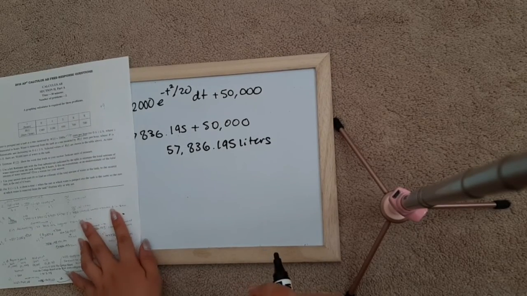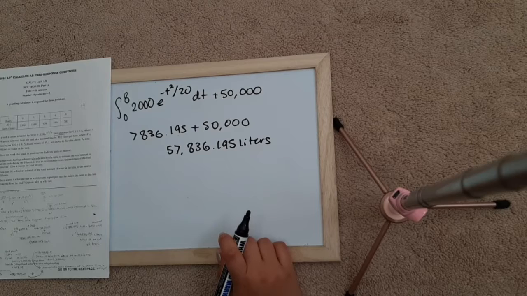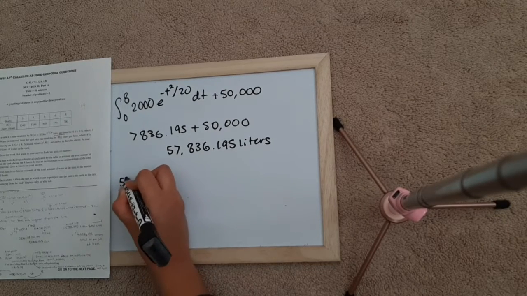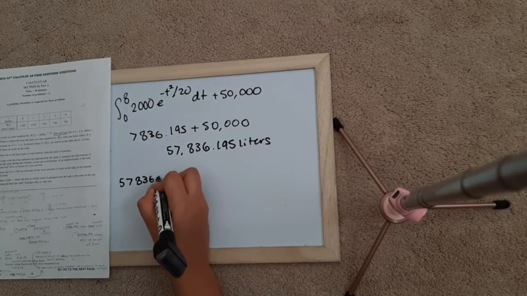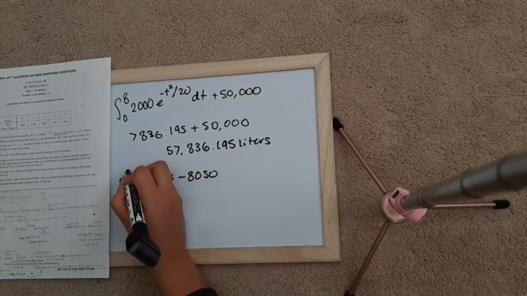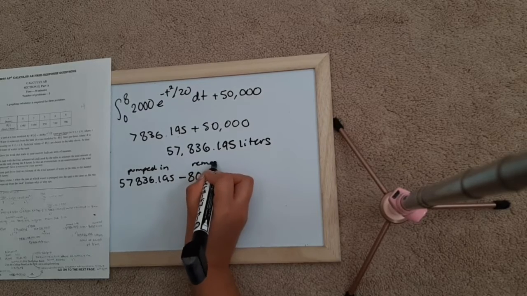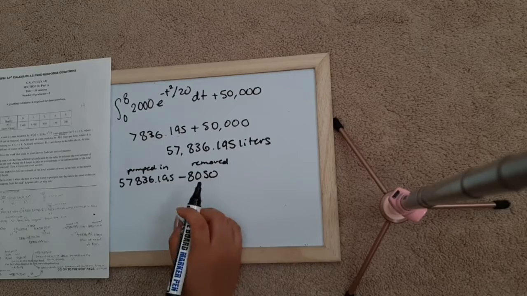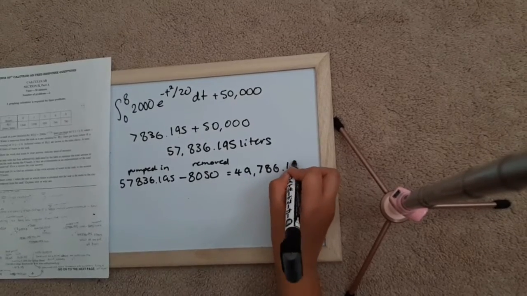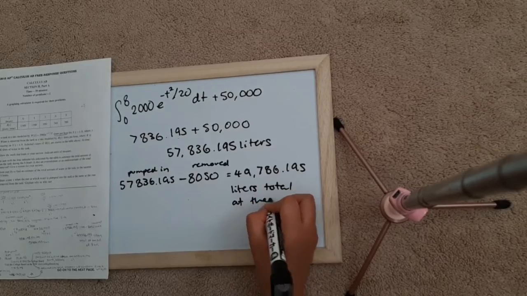And in part C, it says use your answer from part B. This is because this will give you the answer for the water pumped in, and the answer from part B is the amount of water removed. So you take 57,836.195 liters minus the answer from part B, which is 8,050 liters. This is pumped in, and this is removed. When you subtract that, you get 49,786.195 liters total at the end of 8 hours.